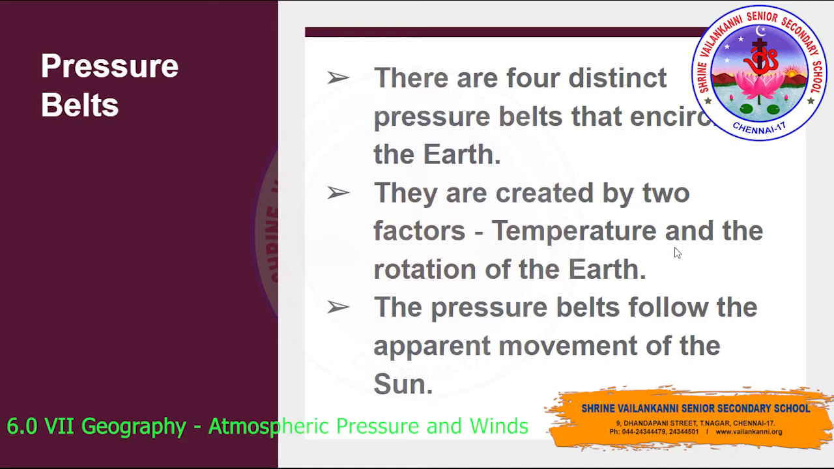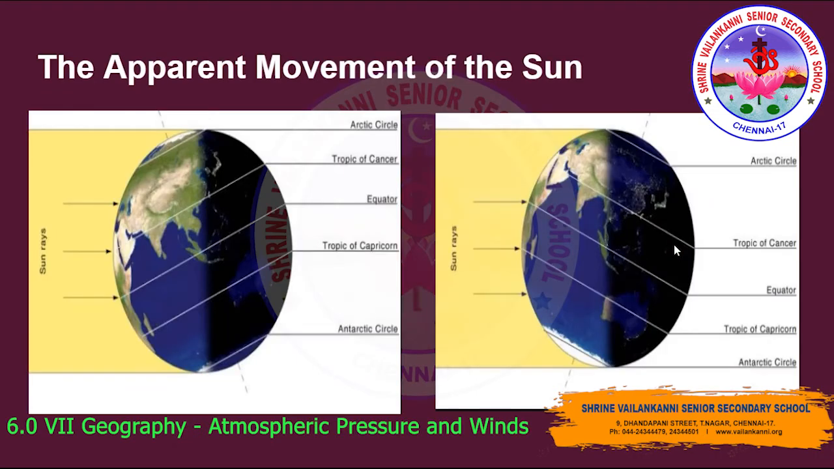These pressure belts are created by two factors: one is the temperature, the other is the rotation of the earth. These pressure belts follow the apparent movement of the sun. So we need to know what that apparent movement of the sun is. We already know the axis of the earth is inclined at an angle of 23.5 degrees. Now you can see the vertical rays of the sun, falling exactly in the northern hemisphere.